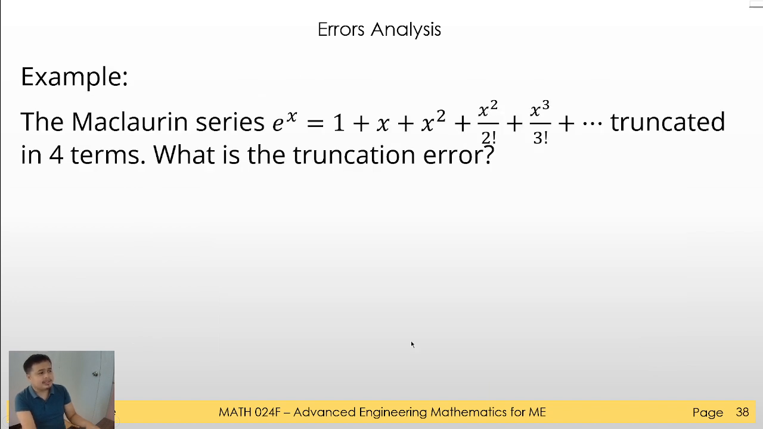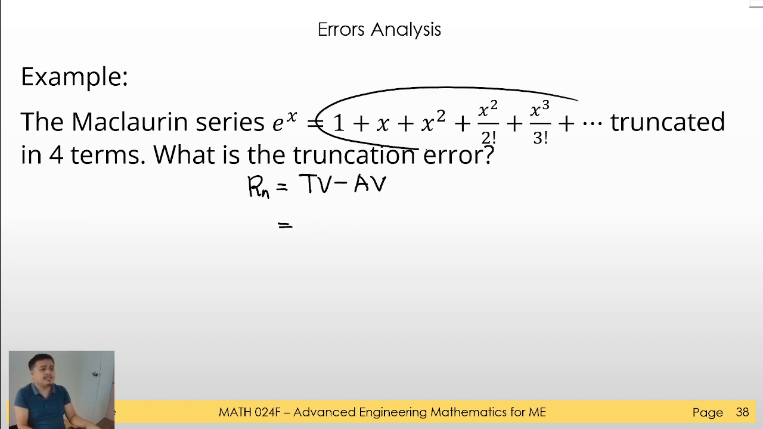Okay, so let's have an example here. The Maclaurin series of e to the x is equal to 1 plus x plus x squared over 2 factorial plus x cubed over 3 factorial, and so on and so forth, truncated in 4 terms. What is the truncation error? So where did this come from? This is calculated using the Maclaurin series that we will discuss later. So if we want to find the truncation error, which is basically just the difference, let's just call this R sub n, so this will be familiar later on, which is the true value minus the approximated value for the truncated value. So the true value here will be this infinite series, right?